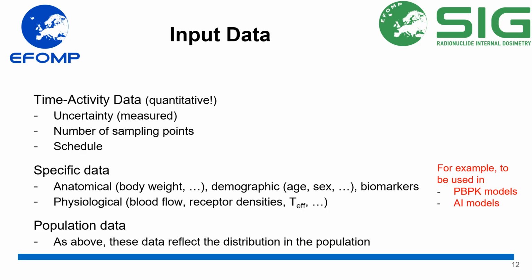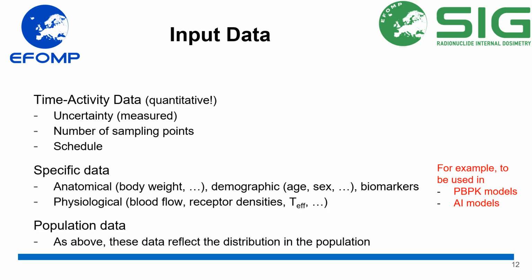Finally, population data can also be used. These comprise all the data above and reflect the distribution of the parameters of interest in the patient population. This distribution knowledge can be integrated into determining the time activity curves of individual patients and thus helps improve the accuracy and precision of the results. Such population pharmacokinetic methods are presented in the respective webinar.